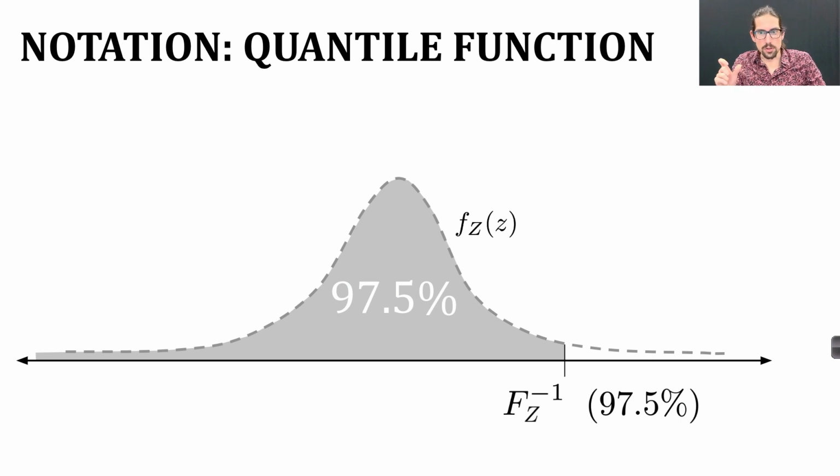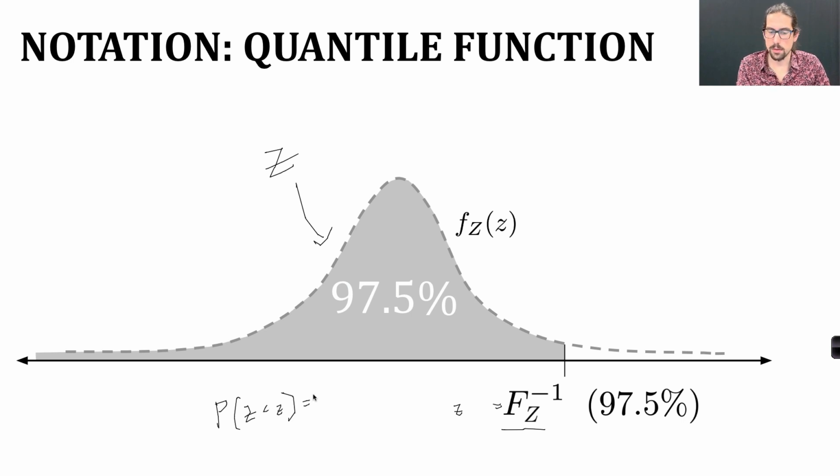First off, let me introduce the notion of a quantile function. When I write F_Z^{-1}(97.5%), this refers to the value. So first, what is this? This is the distribution function for a random variable Z, okay? This asks, what is the value little z such that the probability that Z is less than little z is equal to whatever this number is? In this case, I'm asking about 97.5%. So how do you compute that?